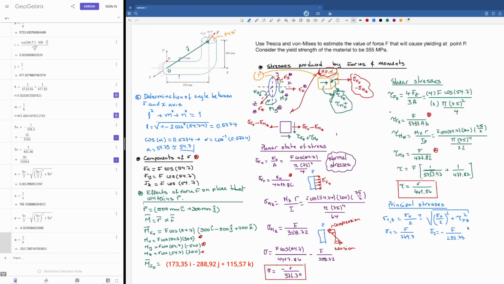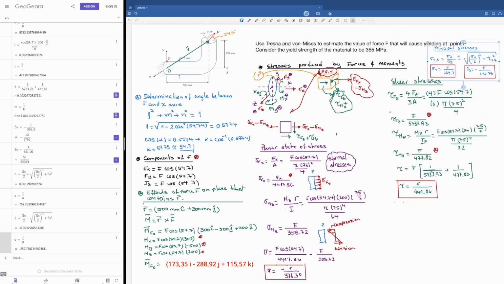I got my two principal stresses, which means that now I could use the failure theories to determine how much are those forces according to Tresca and according to von Mises. Yeah. Like this. What I'm going to do to get some space is I'm going to move this one here and put it, actually I'm going to reduce it a little bit, yeah, and put it here.